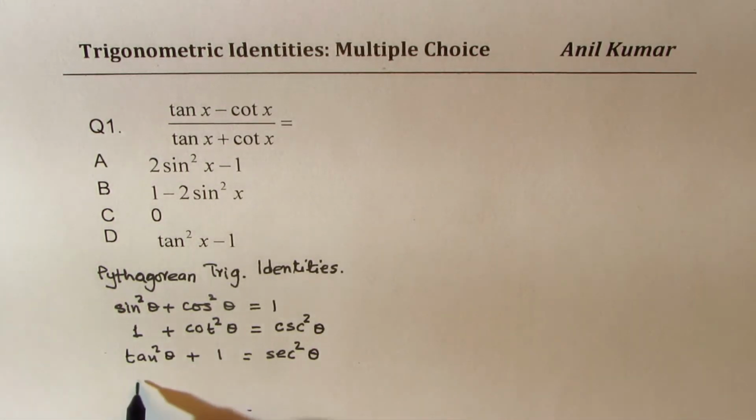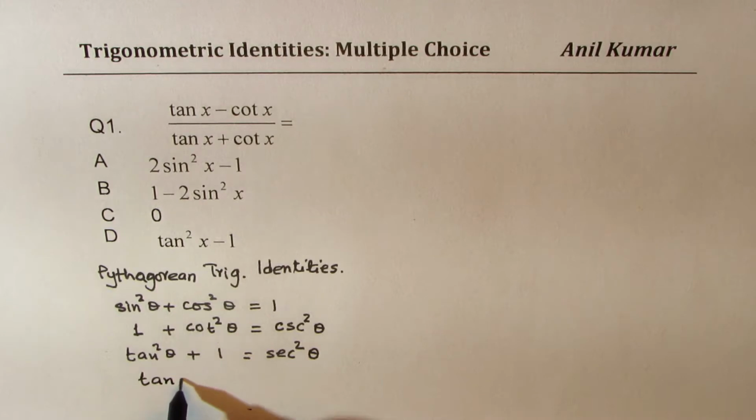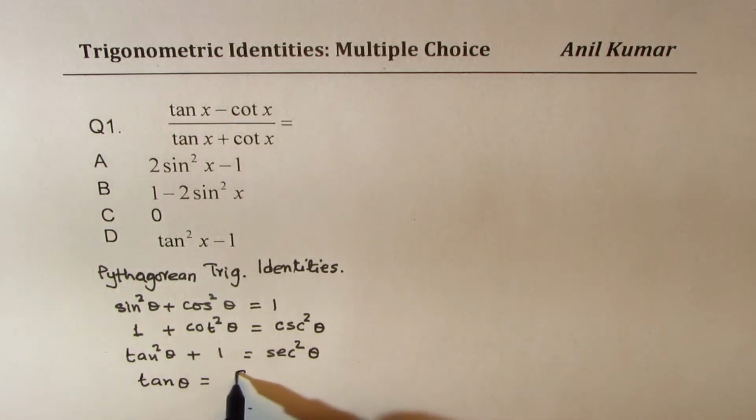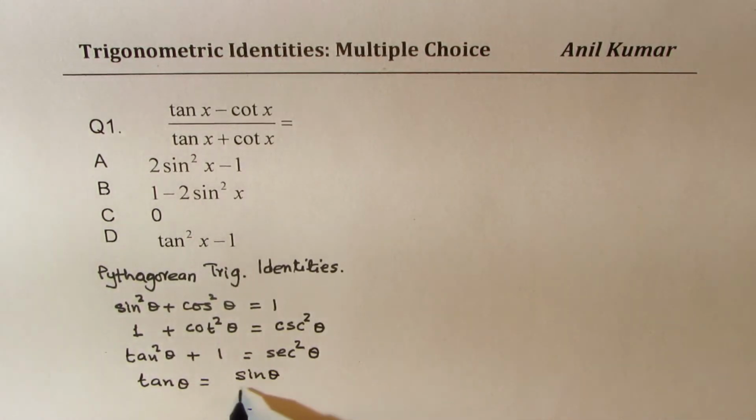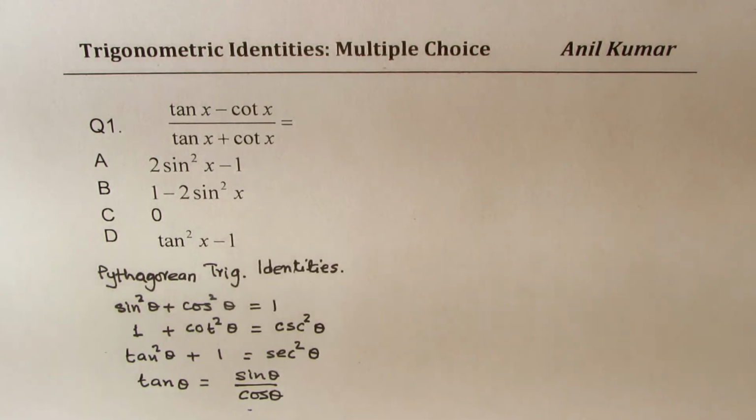Also remember that when we say what is tan theta, we'll use tan theta as a ratio of sine theta over cos theta. Correct? This is all what you need to know to solve these 5 questions. So first let's have a look at these questions. The first one here is tan x minus cot x divided by tan x plus cot x is what?